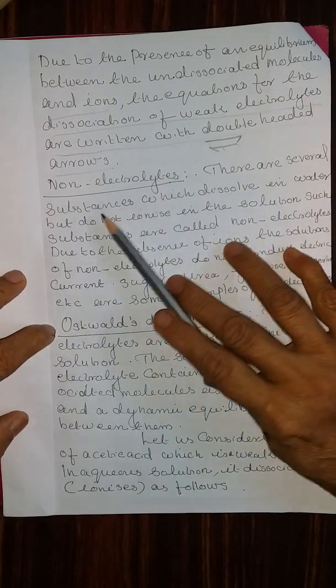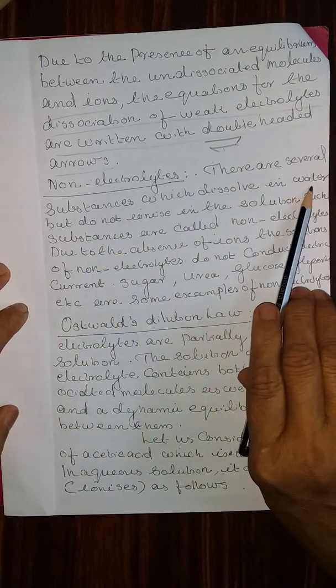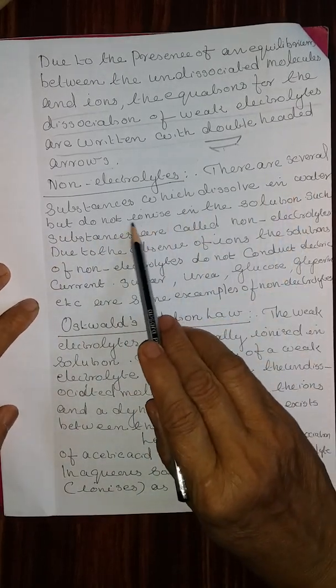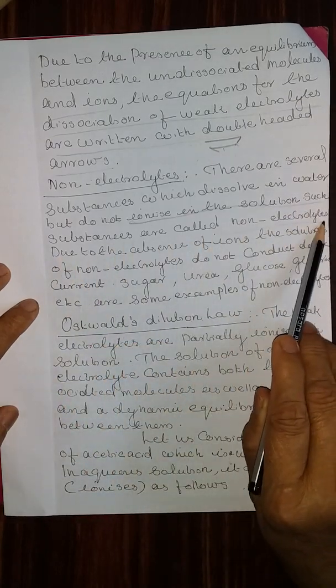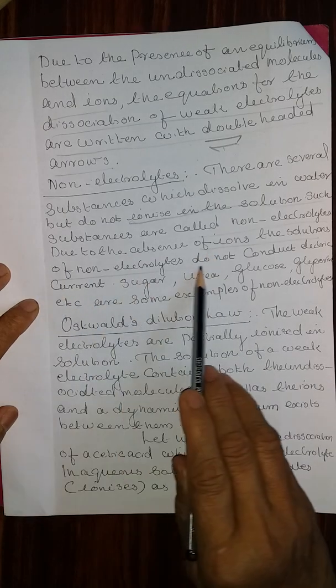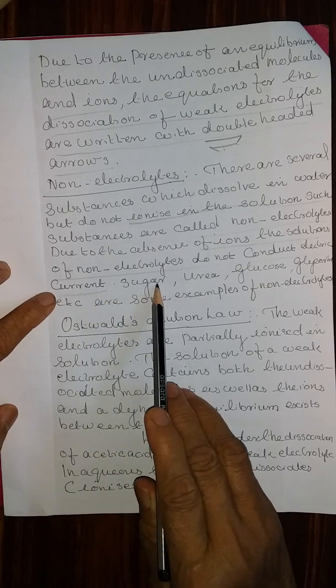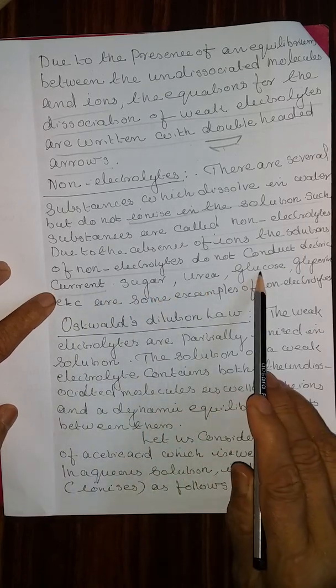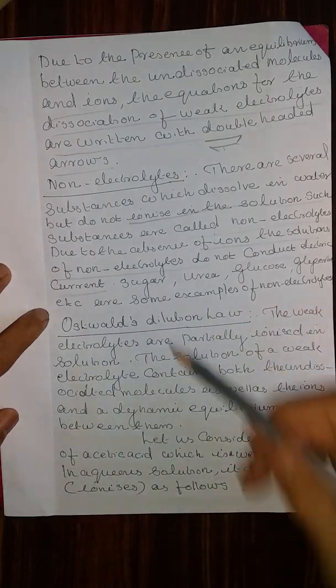Next point, that is non-electrolytes. There are several substances which dissolve in water but do not ionize in solution. Such substances are called non-electrolytes. Due to the absence of ions, the solutions of non-electrolytes do not conduct electric current. Sugar, urea, glucose, glycerin are some examples of non-electrolytes.